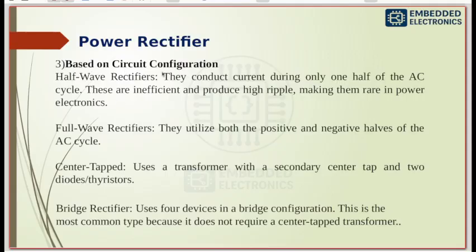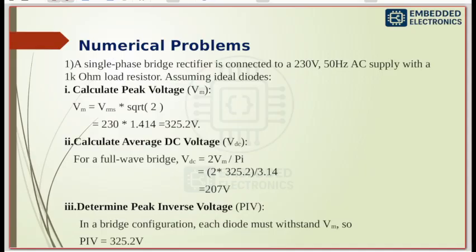Next, based on circuit configuration, I already explained the half wave rectifier and full wave rectifier. These are the numericals which are most frequently asked during interviews. A single phase bridge rectifier is connected to a 230 volt 50 Hz AC supply with a 1k ohm load resistor, assuming ideal diodes. Now we need to find the peak voltage, average DC voltage and peak inverse voltage.